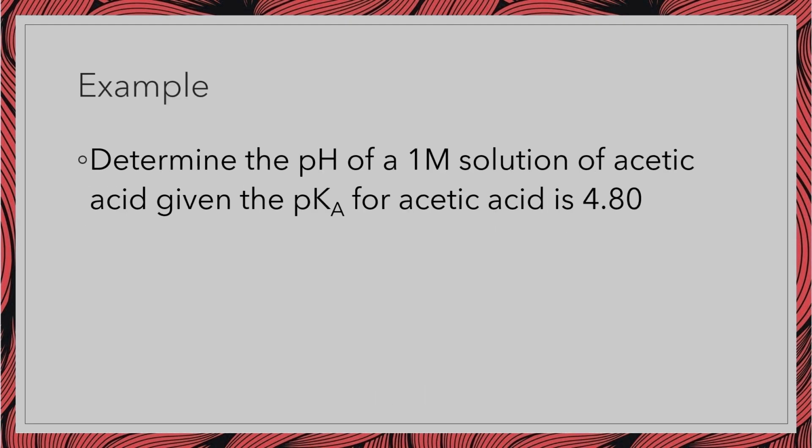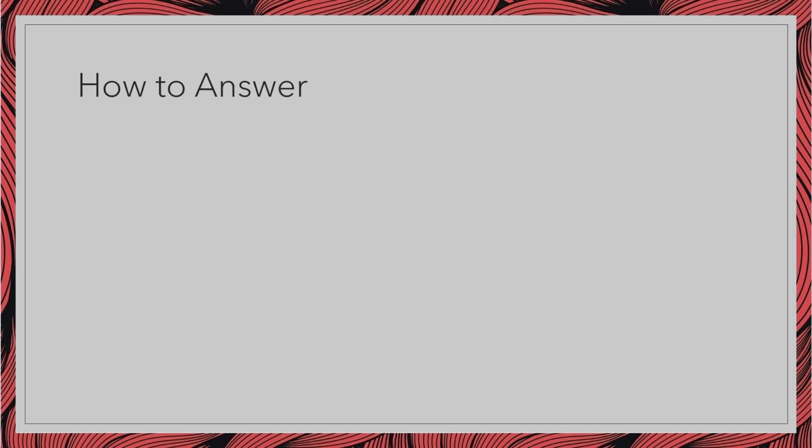Now, an example. Determine the pH of a 1 molar solution of acetic acid, given that the pKa for acetic acid is 4.8. So, what do we have to do? Let's just highlight some of the information that we've got. We know we have a 1 molar solution of acetic acid, and that's our initial concentration. That's how much we put in. Some of it will dissociate. Now, the amount that dissociates is determined by our pKa, which is 4.8. So basically, we want to find the pH of that.